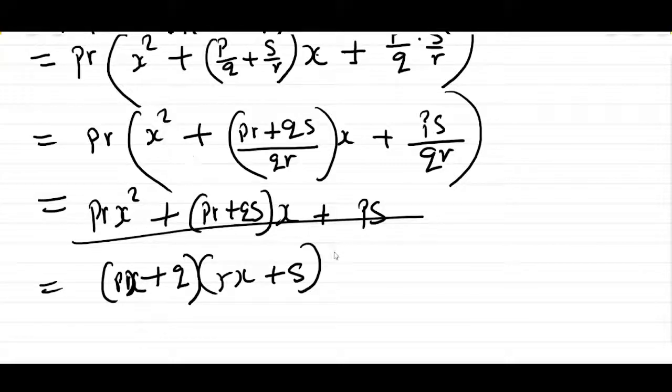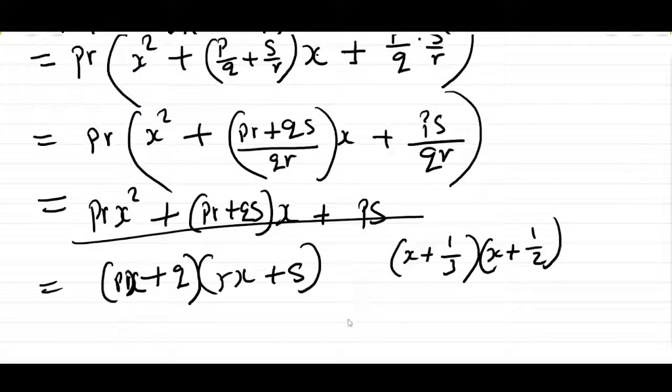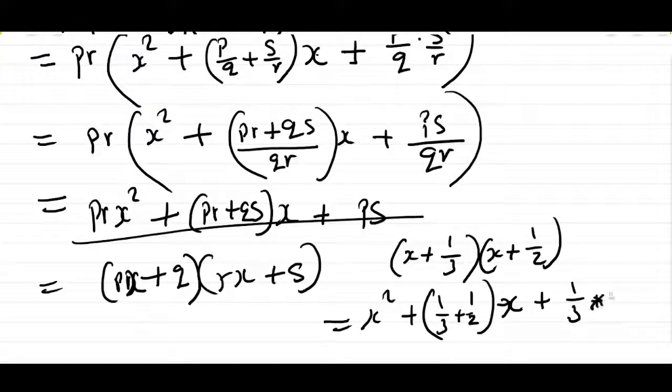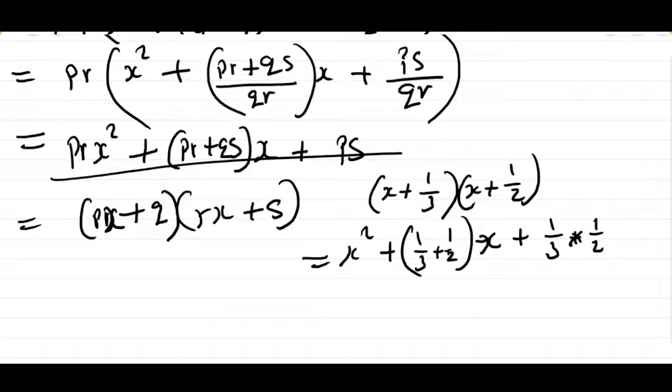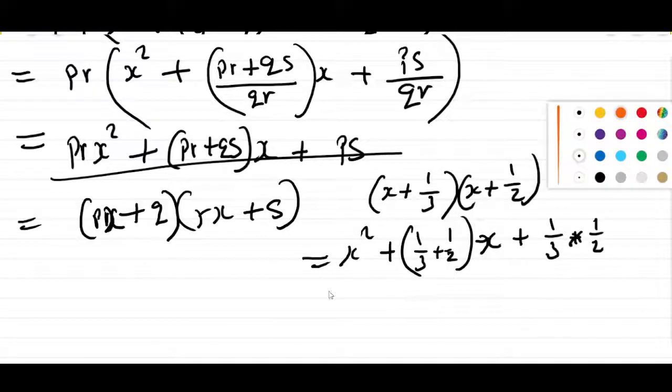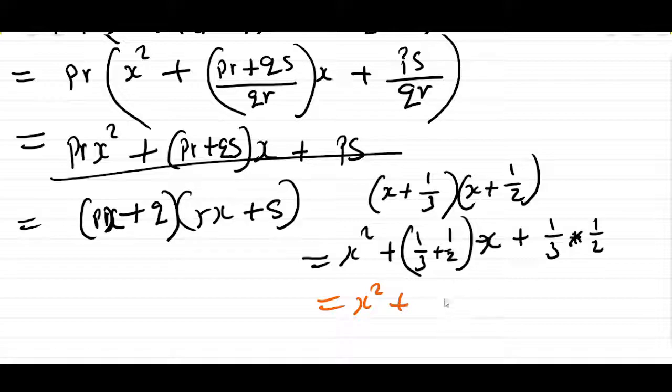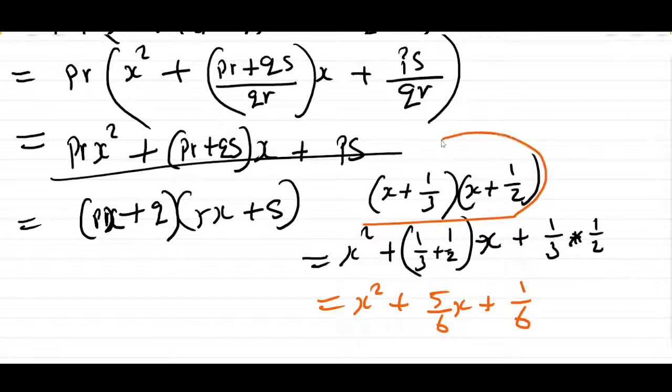So anytime we're going to multiply two algebraic expressions, let's say x plus 1 over 3 and x plus 1 over 2, all we have to do is put x squared, then add 1 over 3 plus 1 over 2, then put x, then multiply 1 over 3 times 1 over 2. The end result would then be x squared plus 5 over 6 x plus 1 over 6. This is a useful way of multiplying out the terms, rather than just doing x times all this, then 1 over 3 times all this.